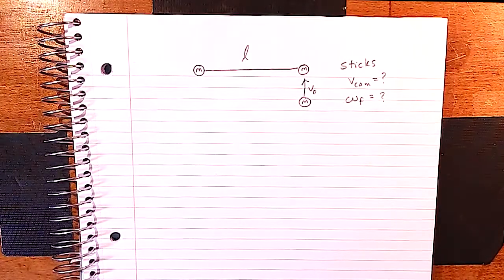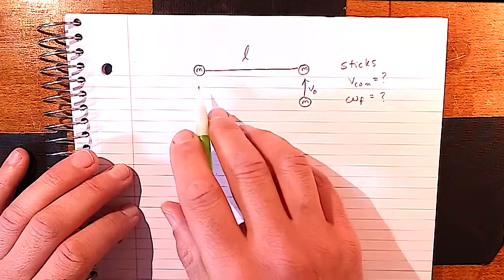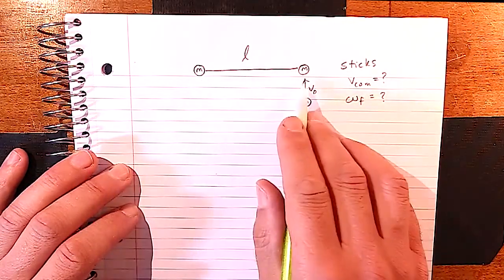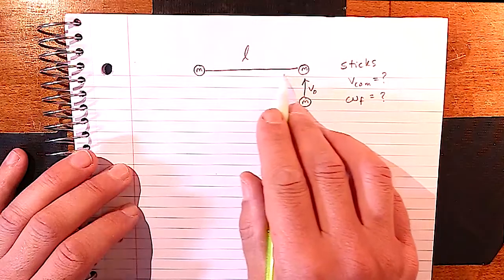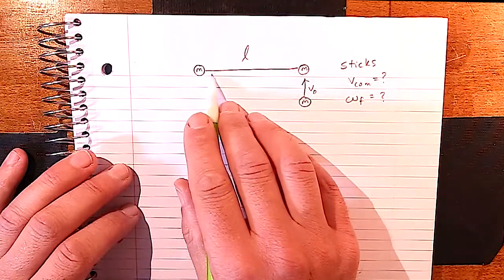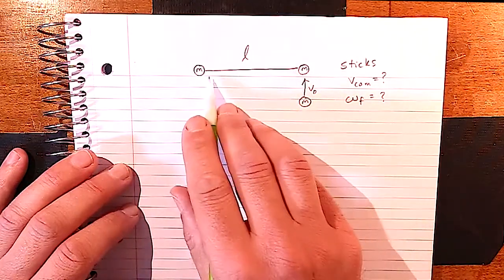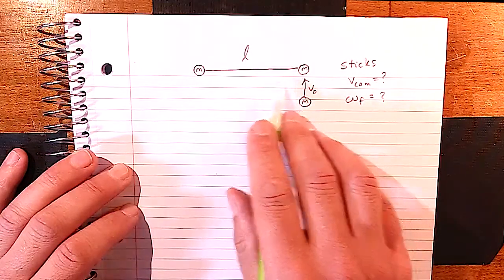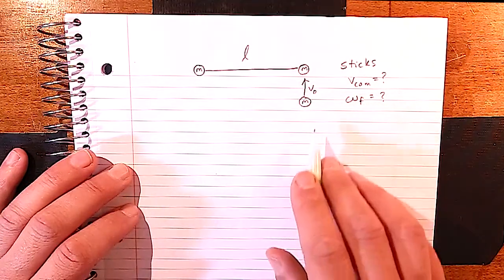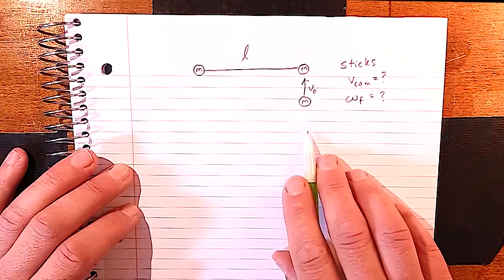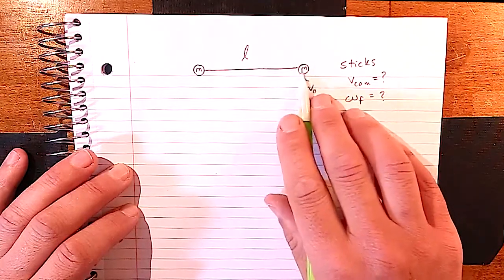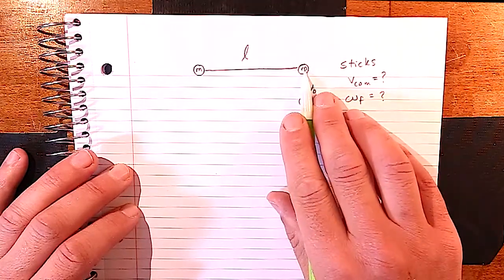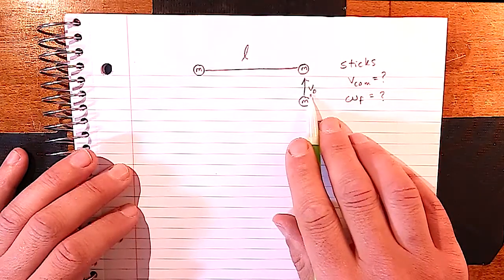This is a great problem because there's so much going on, and if you can follow this, then you're doing great. What we have here is 2 masses that are connected by a rod of length L. The rod is so thin that its mass is negligible, so we're not going to deal with the mass of the bar. And then we have another mass that comes in and hits this. You can think of this as like a clay ball, and it sticks to it. And then what's going to happen?